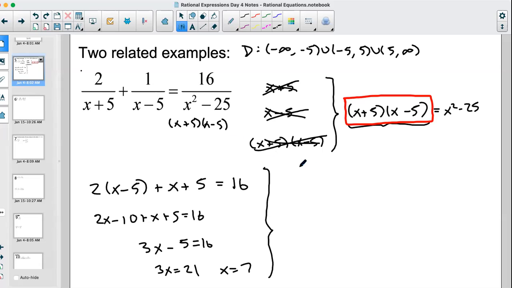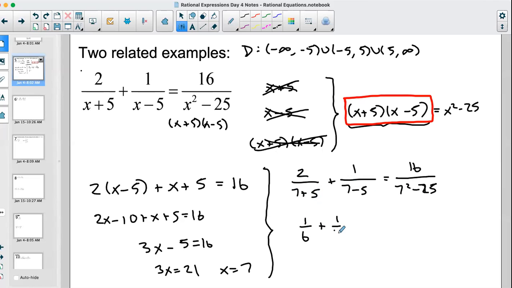So I'm going to plug it in to each one of these x's in my original equation. I'll write that out, even though you don't always have to do this step if you can see what some of these numbers are going to be. I'm going to write it out just so you can see where I'm plugging it in. So 7 plus 5 is 12, and 2 over 12 is 1/6. 7 minus 5 is 2, so that's a 1 over 2. And then I get 16 over 49 minus 25 is 24.